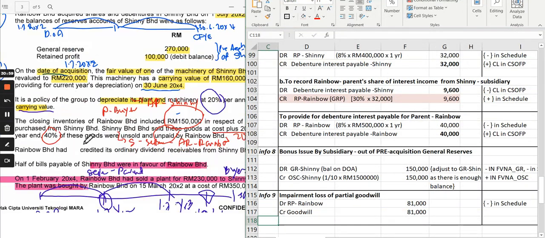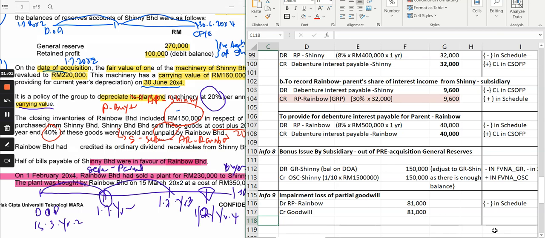The last item is on impairment of goodwill. To do this impairment loss, you need to first calculate the goodwill. We will not calculate the goodwill yet, because we will be doing it in the next video. After that, we will be doing the impairment loss. But you should try and do the calculation of the goodwill and see whether you can get an impairment loss, as I've put here, 81,000.